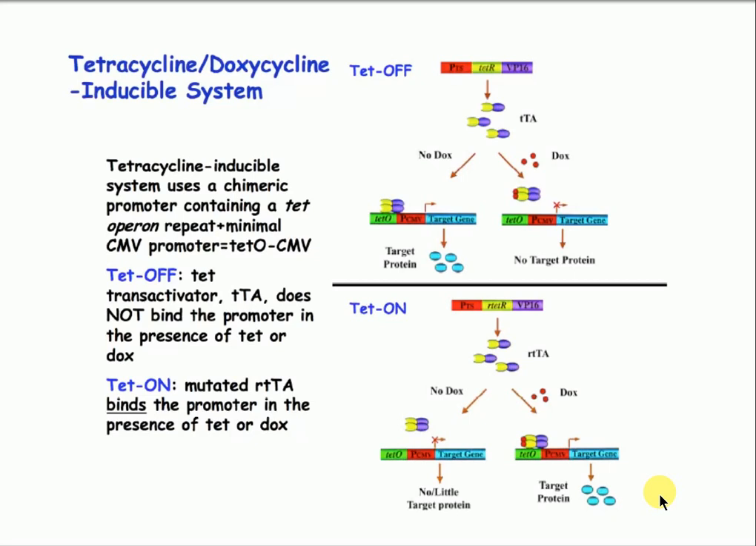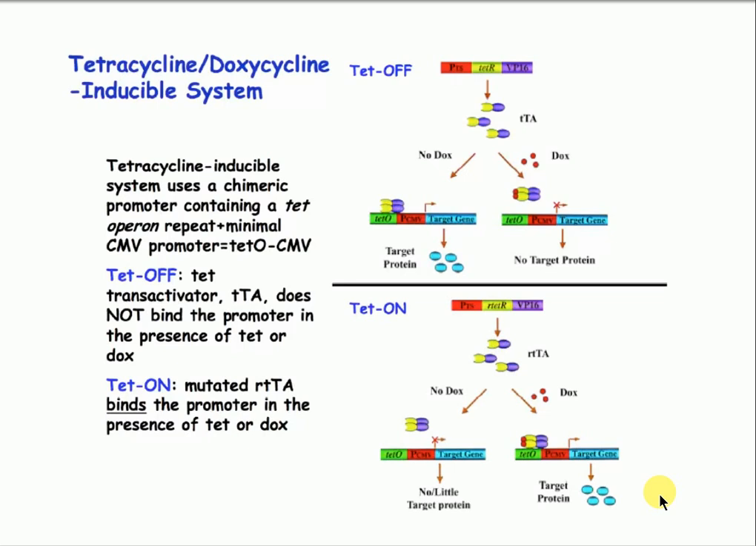So we have the TET transactivator, and normally this one binds to the promoter, the TET-O promoter, and will induce gene expression. Now, if you add doxycycline, this will bind to the DNA binding protein, the TET-R, and will make it fall off the DNA and will not be transcribed. So this is the classic situation.